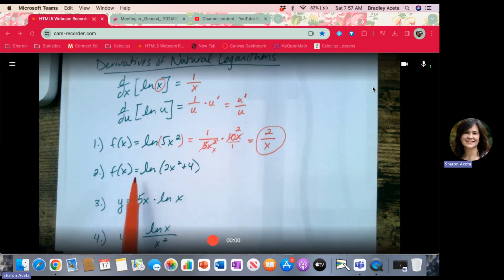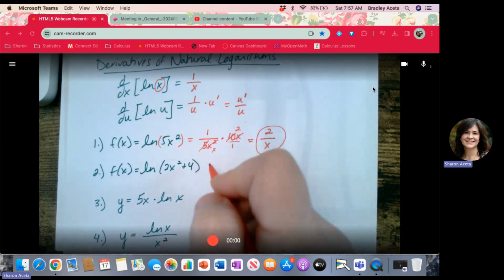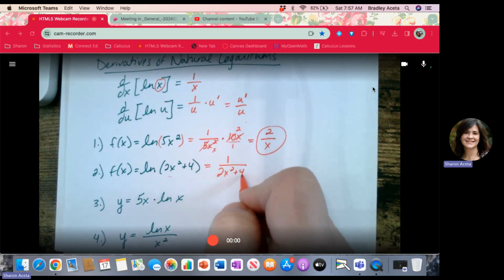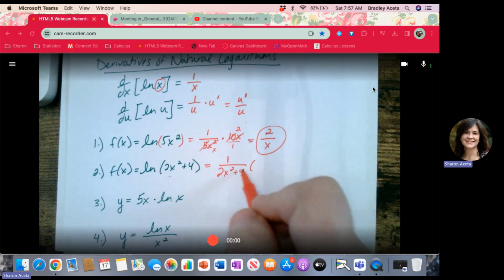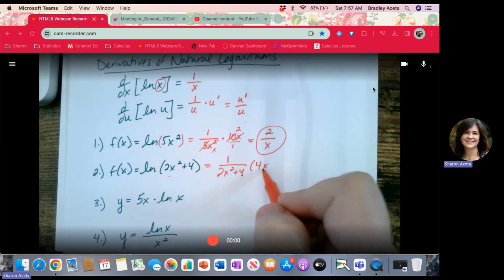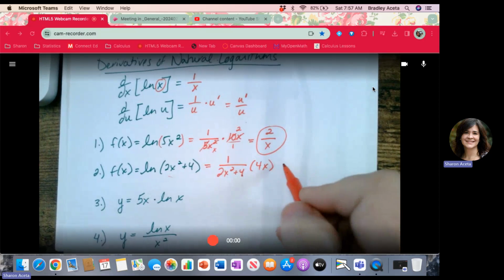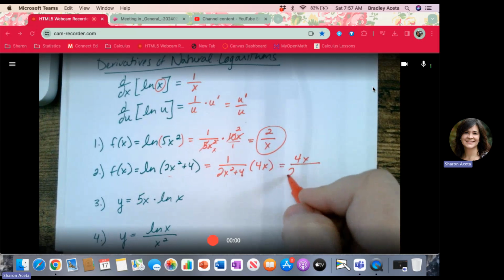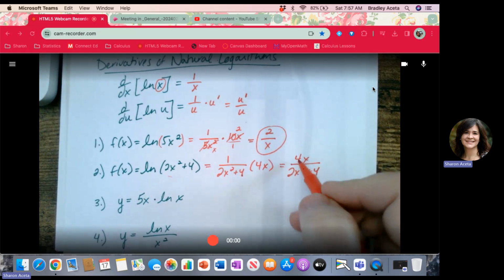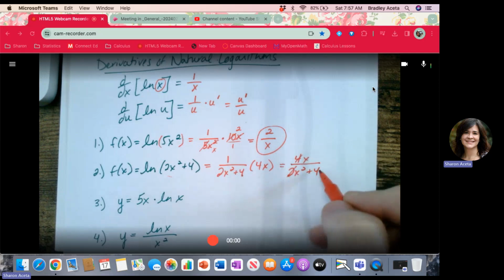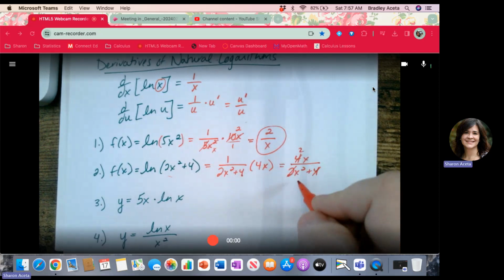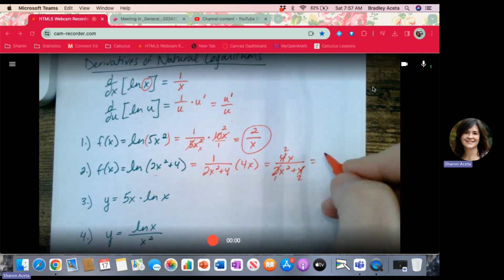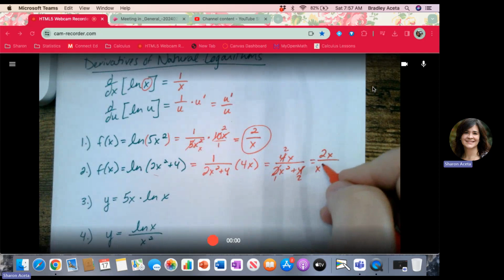Let's do it again to number 2. Find the ln of 2x squared plus 4. So write 1 over that, 2x squared plus 4. And then times the derivative of that, which is 4x. And so now you would have, let's rewrite it like this, 4x over 2x squared plus 4. I can reduce every one of these numbers by 2. So this would be 2, this would be 1, this would be 2. So a better simplified answer would be 2x over x squared plus 2.